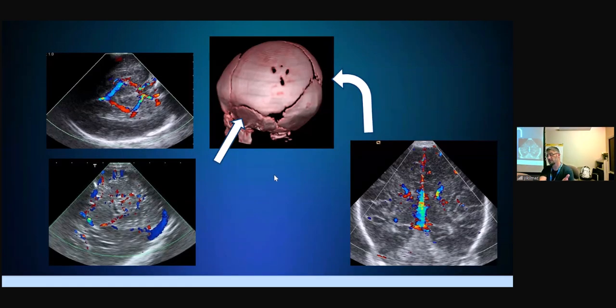And you can also assess the veins. For example, here the transverse sinus, we call the veins in the brain sinus, as you know. So transverse sinus and straight sinus, vein of Rosenthal, basal vein of Rosenthal here, and axial, by using different approaches.